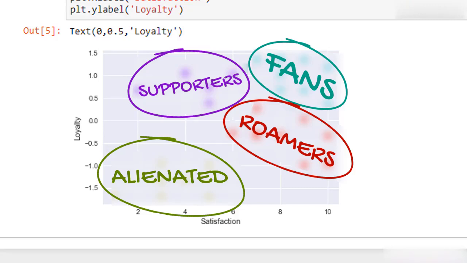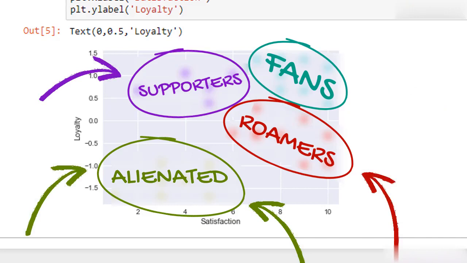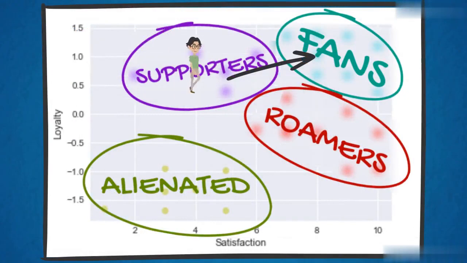Naturally, we must analyze what we see. Data science is about storytelling and making sense of numbers. We have 4 groups, but only one of them is favorable, the fans. Cluster analysis indicates the problem. Some customers are dissatisfied, others are disloyal. However, we must figure out how to solve the problem ourselves. What are some ideas a data scientist and management will come up with? It makes sense to focus our efforts to turn supporters into fans by improving their shopping experience.